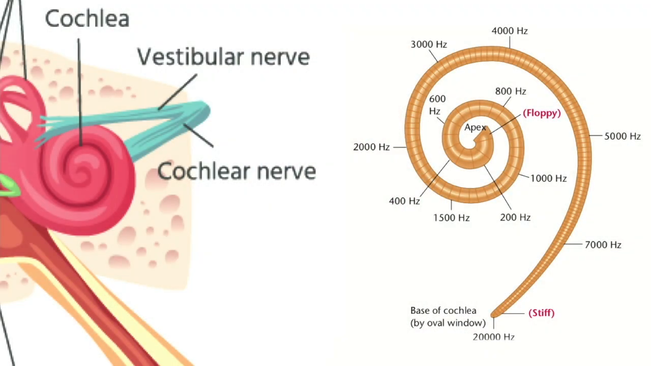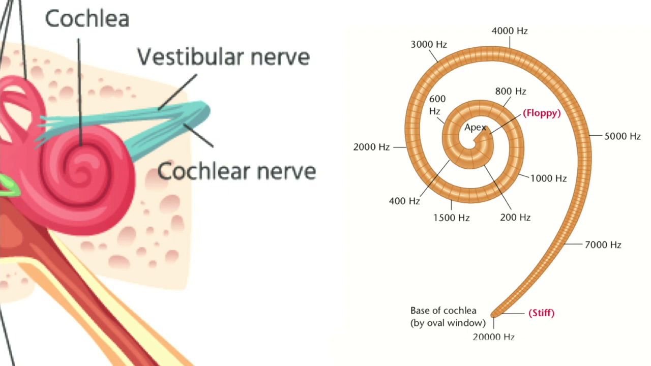So this membrane is sensitive to frequencies that go from very, very high frequencies at the base of the cochlea, right at the beginning where that oval window is, all the way inside to the floppy apex, which is where all the bass notes are. So from high frequencies all the way down to very, very low frequencies. And you can map this out. You can map out these tones and sounds.